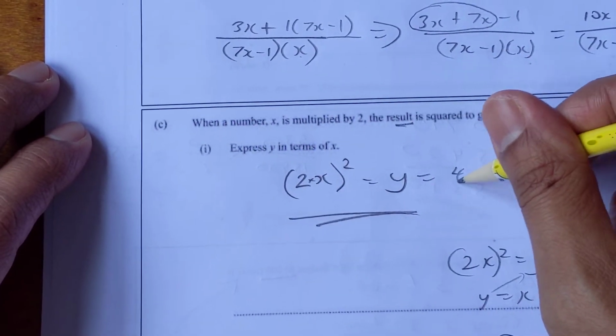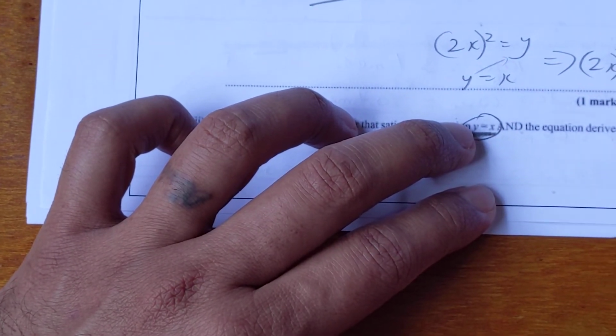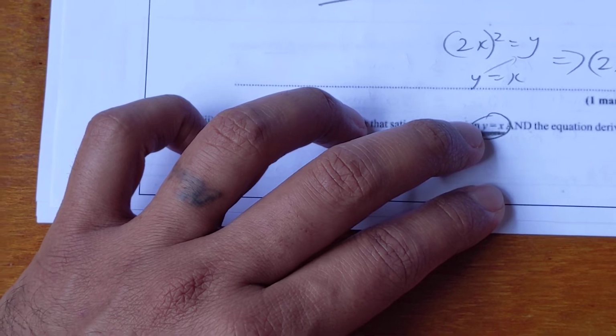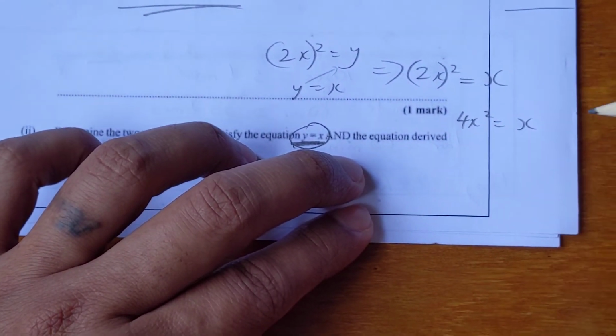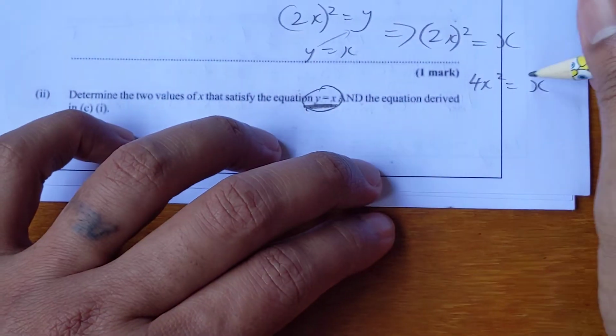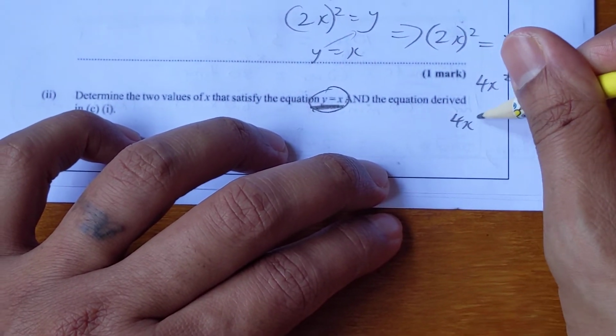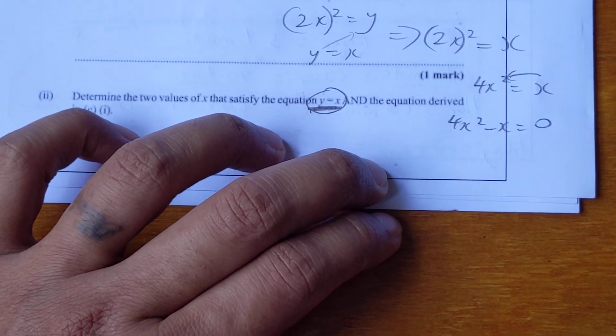2 squared is 4, x squared. So I really have here 4x squared is equal to x, and I want to solve for this. So to solve for this, I'm going to put everything on one side and do the same thing I just did for this one, make something equal to 0. So when I carry across x, I get 4x squared minus x is equal to 0. And this is where factorizing comes in.